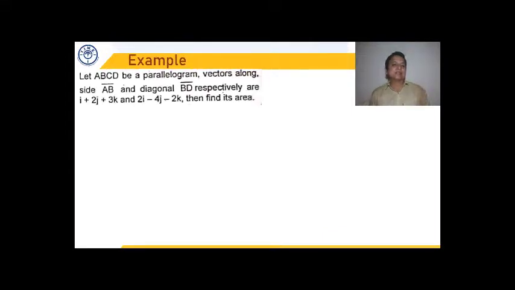Let's take one more example. It says, let ABCD be a parallelogram, vectors alongside AB and diagonal BD. Vector AB is given, diagonal BD is also given. We have to find its area.